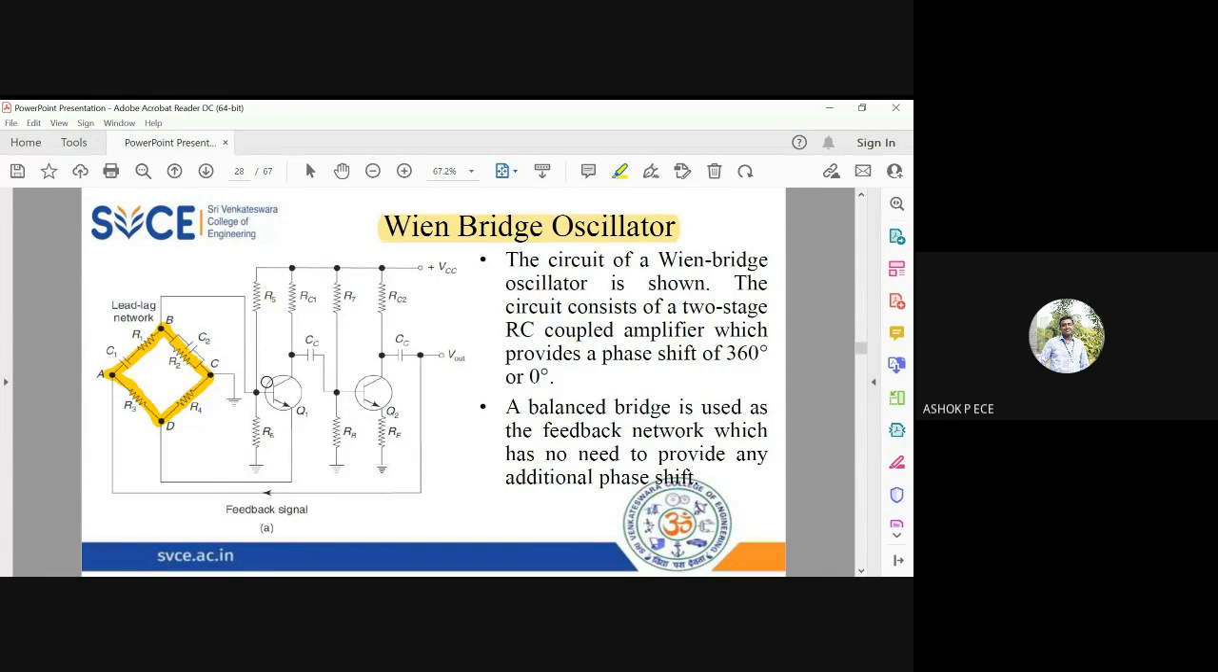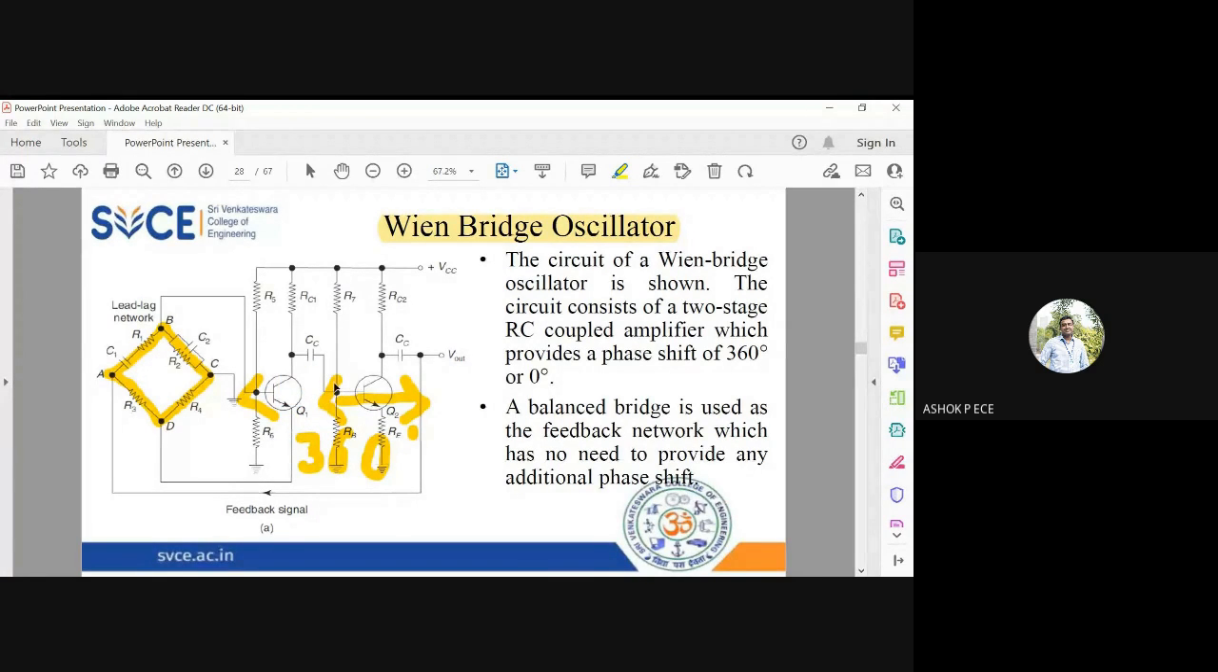So you are going to have two common emitter amplifiers in cascade. This one provides a phase shift of 180. This second one is going to provide a phase shift of 180. So the effective phase shift is going to be 180 plus 180, which is 360. So my feedback path should not have any phase shift. That is why I'm going to use a lead lag network in the form of a bridge. So that is the construction of the Wien Bridge Oscillator.